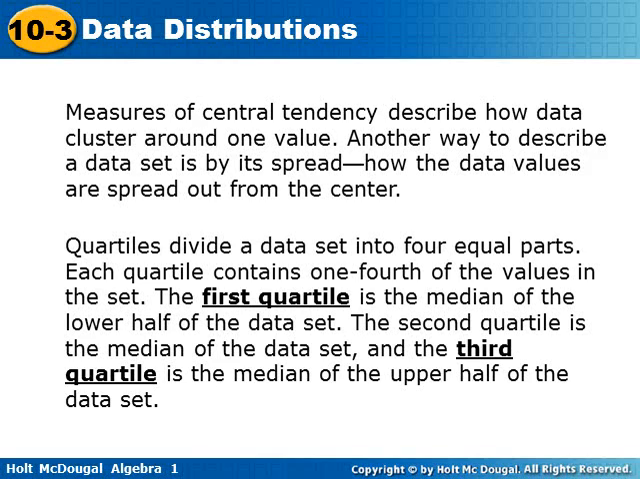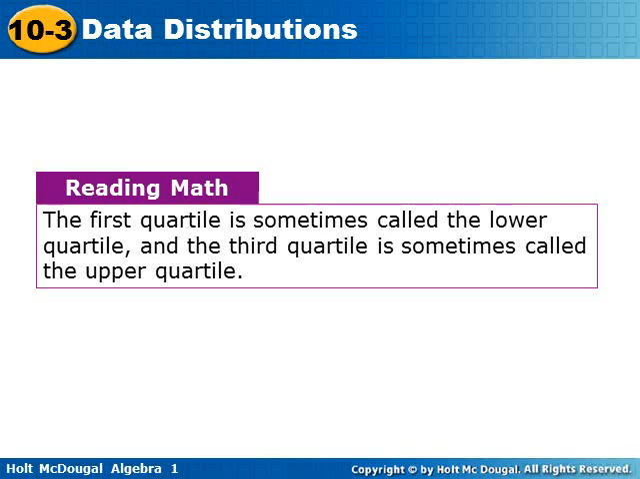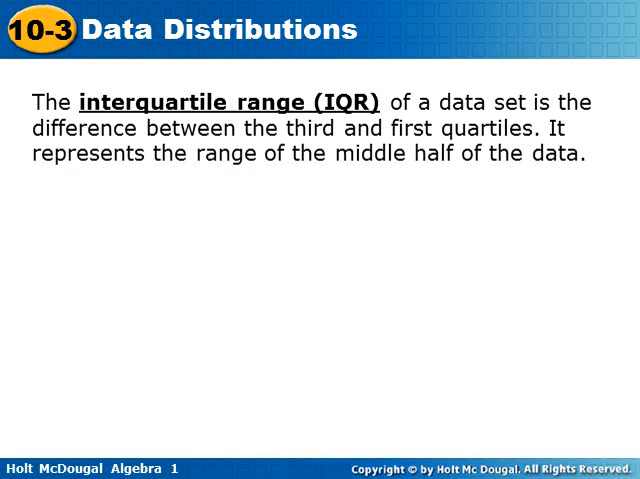The first quartile is the median of the lower half of the data set. The second quartile is the median of the data set. And the third quartile is the median of the upper half of the data set. The first quartile is sometimes called the lower quartile, and the third quartile is sometimes called the upper quartile.